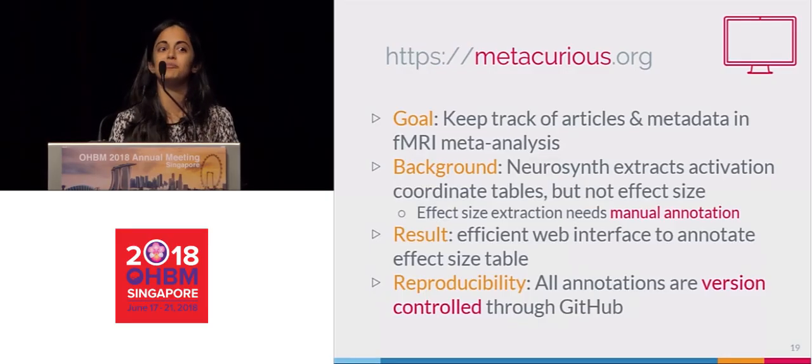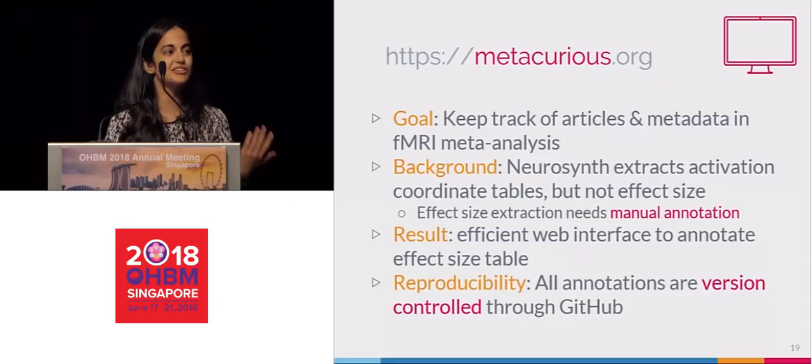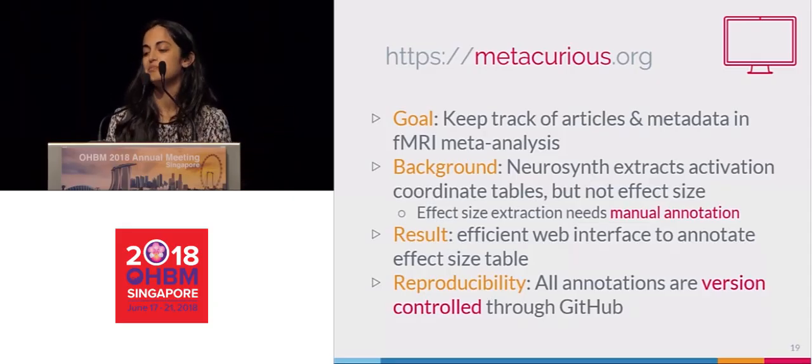And this is important because for those of you who've done a meta-analysis, you know that you always make a choice on which paper you want to include in your analysis or not. And when you decide not to include a paper in a meta-analysis, your reviewer might ask you, well, why did you drop that paper? And so version control of a meta-analysis is really important because then you can go back and say, oh, this is why.